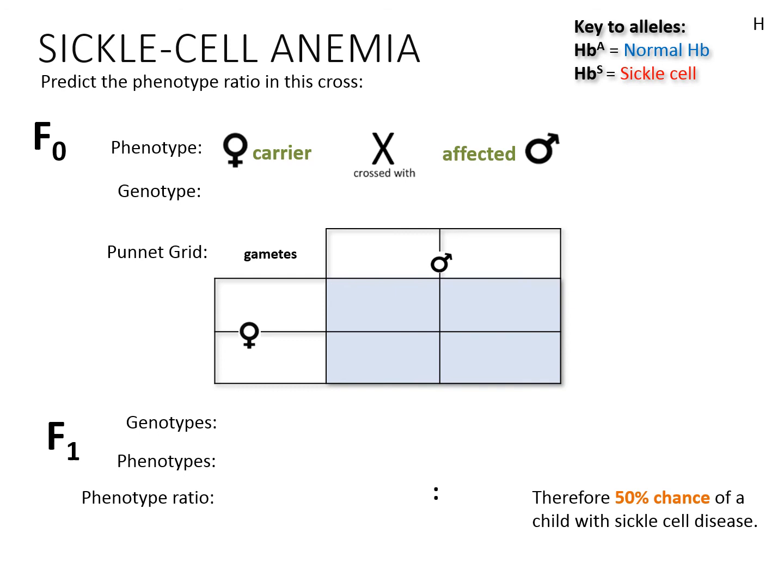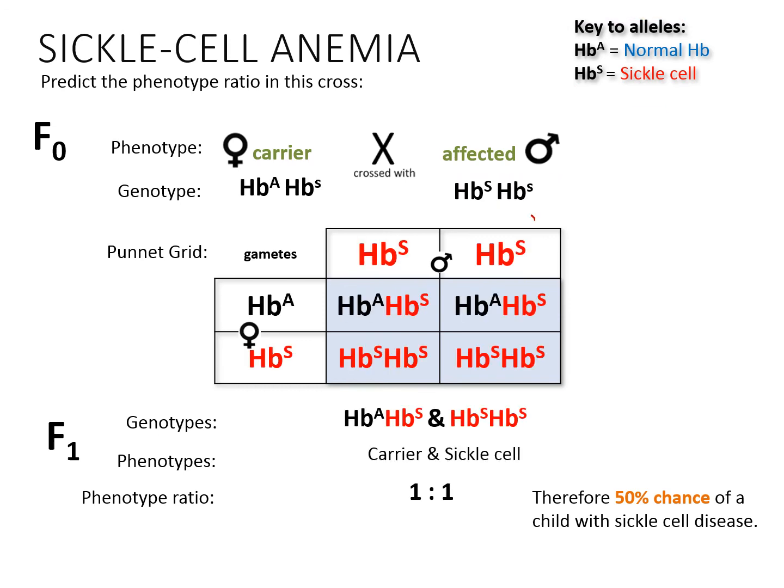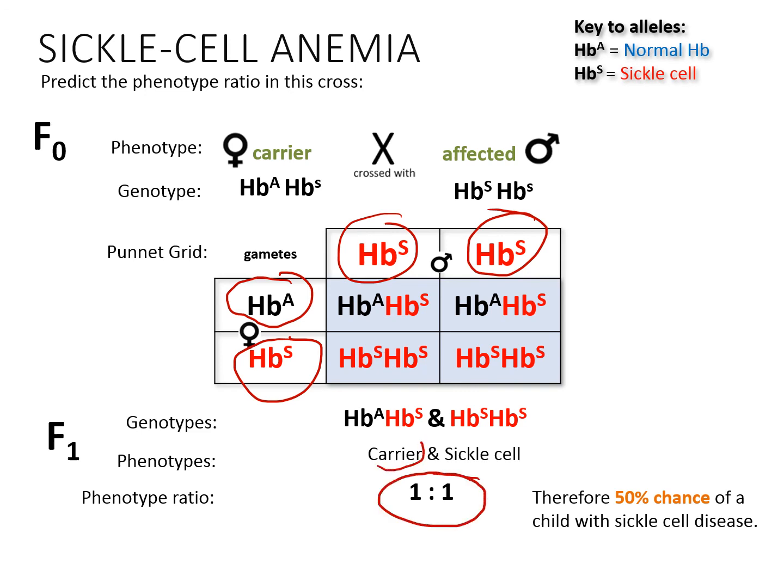Couple example crosses, just to cement this one in. Key to the alleles is up here. Remember, HbA is normal hemoglobin, HbS is sickle cell. Question here, phenotype, mother is a carrier, and dad is affected. What's going to happen? Well, dad is only going to give the HbS allele. Mom is going to half the time give HbA, half the time HbS. So there's going to be a 1-to-1 ratio of carriers to people who have sickle cell anemia.